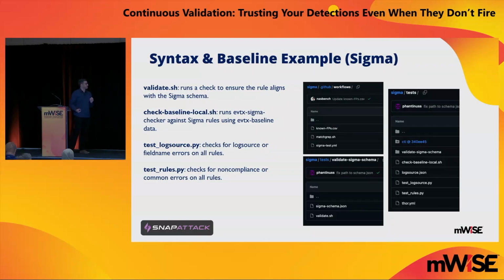I wish I had a pointer or something, but in the bottom left-ish box there, you can see the Sigma schema check JSON. So that validate script is using that JSON standard to validate the rules and make sure they're aligning with the schema that's expected. And then they have the check baseline. That's the one I talked about with the EVTX baseline, right? It's pulling that data from the Nextron repo to take that baseline data and check it against the rules and say, hey, are any of these rules that are getting committed to us absolutely bonkers, or are they going to work okay? Next is the test log source. That's just a Python script that's looking for log source field and field name errors.